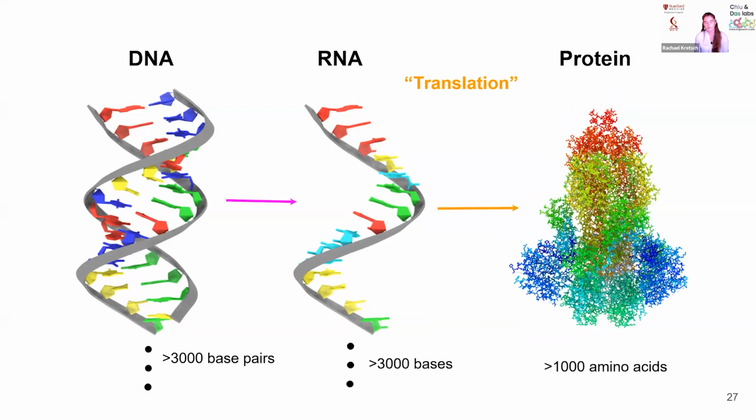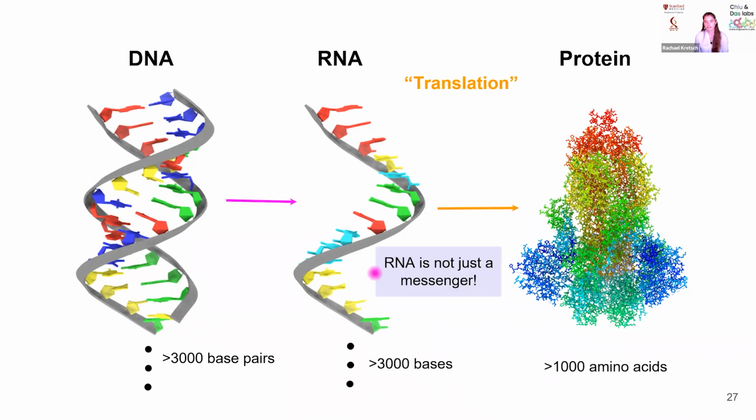Now, in reality, our proteins are larger than the small protein I pictured previously. So for example, the spike protein of the SARS-CoV-2 that you may have heard about is 1,000 amino acids. So that means 3,000 bases of RNA go into translating into that protein.